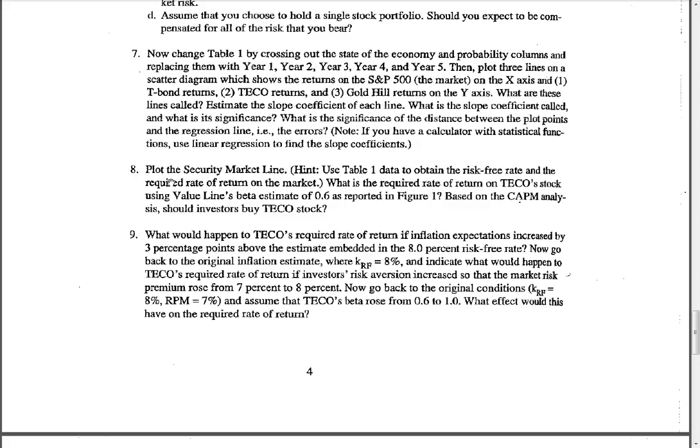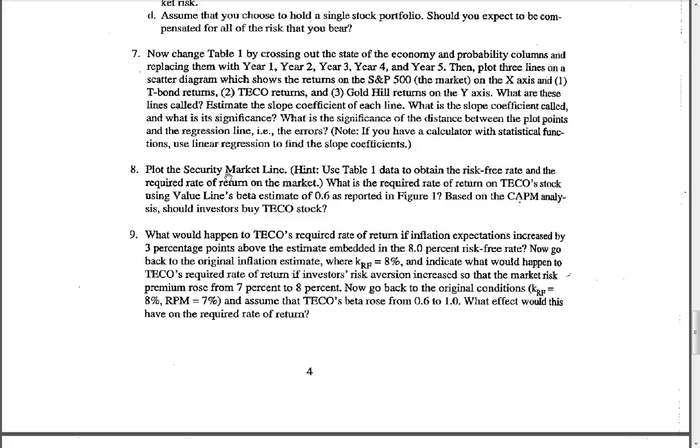Okay, so what you need to do on question 8 is first use the SML equation, the CAPM equation, to actually calculate the required rate of return on TICO. It says using Value Line's beta estimate of 0.6 as reported in figure 1. You probably don't have figure 1. It's a Value Line report you can't read anyway, but it doesn't matter. Just use a beta of 0.6 for TICO when you do that. And then make sure you answer this question down here at the bottom.